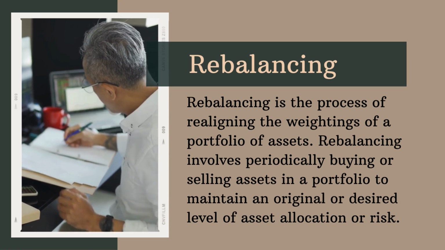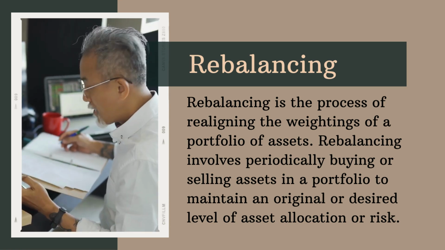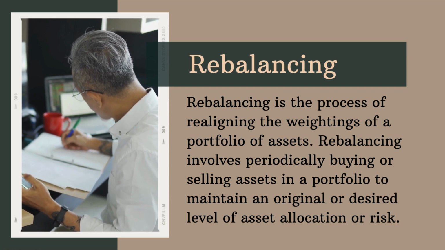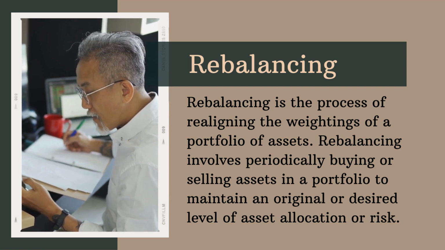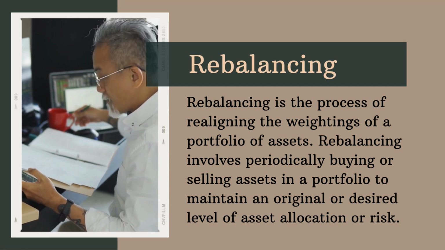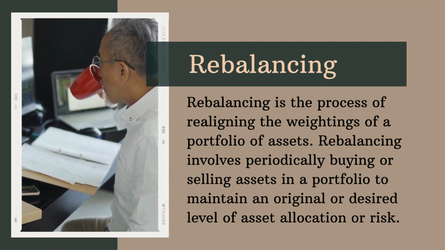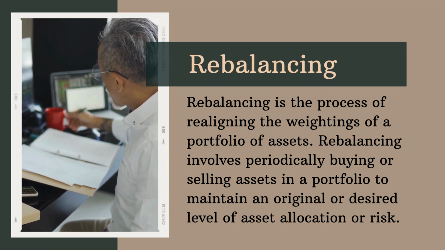For example, say an original target asset allocation was 50% stocks and 50% bonds. If the stocks performed well during the period, it could have increased the stock weighting of the portfolio to 70%. The investor may then decide to sell some stocks and buy bonds to get the portfolio back to the original target allocation of 50-50.